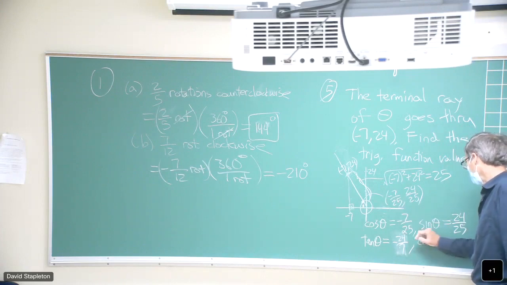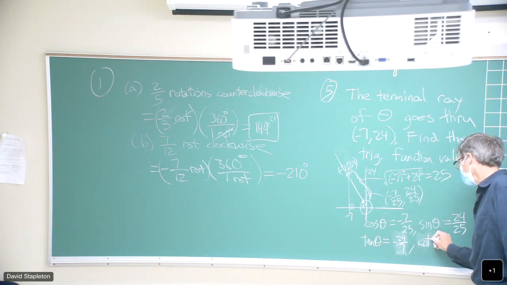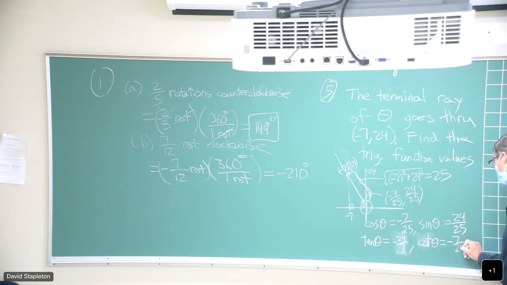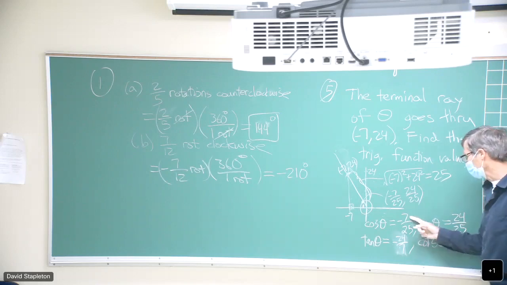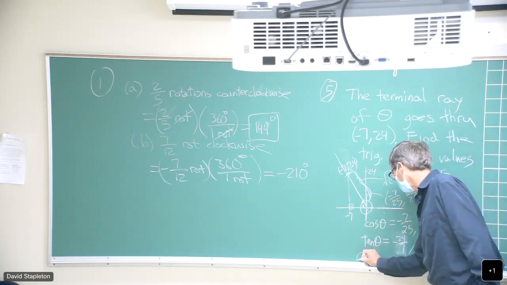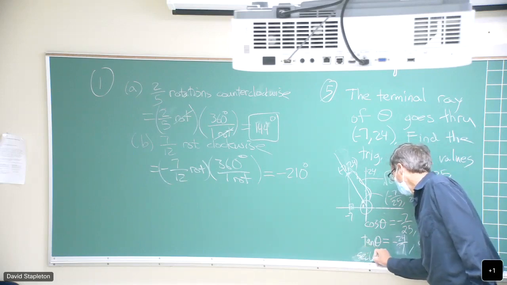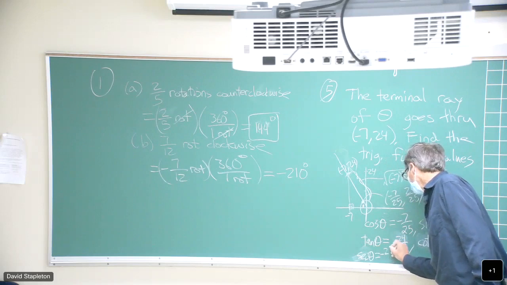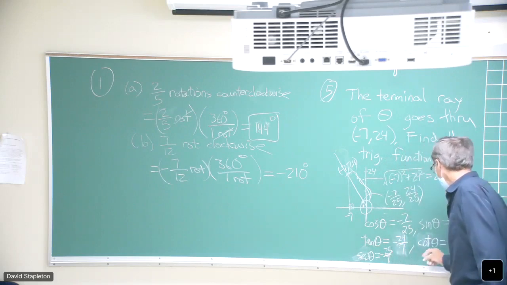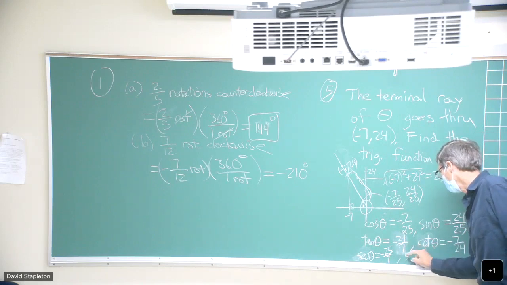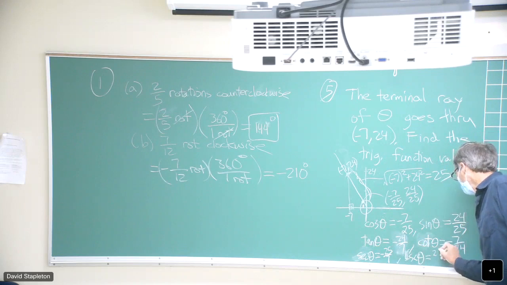All right, so the cotangent is then the reciprocal of the tangent. It's minus 7/24. The secant is the reciprocal of cosine. You just turn it upside down. Secant is minus 25/7. And the cosecant is the sine upside down. Cosecant, sorry, is 25/24. Hope you can see that.